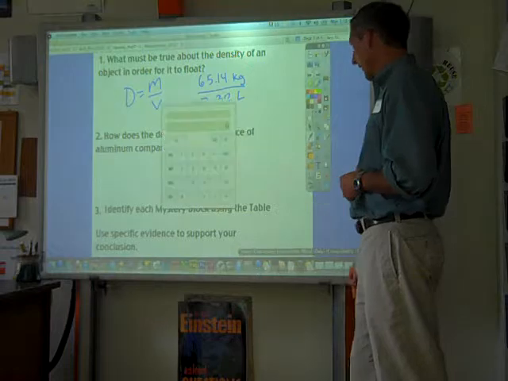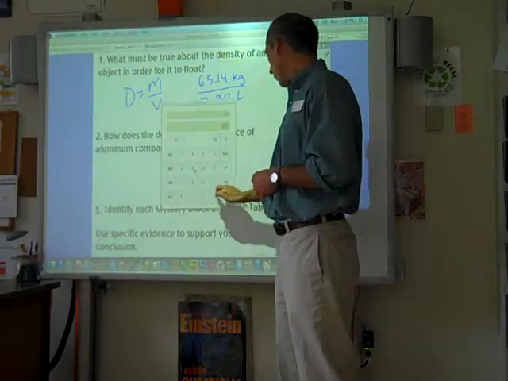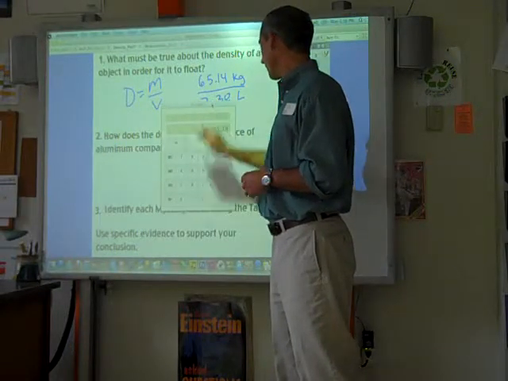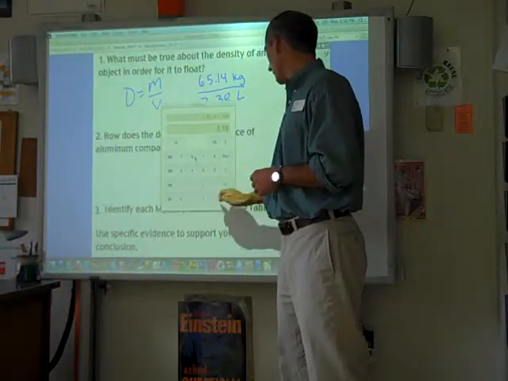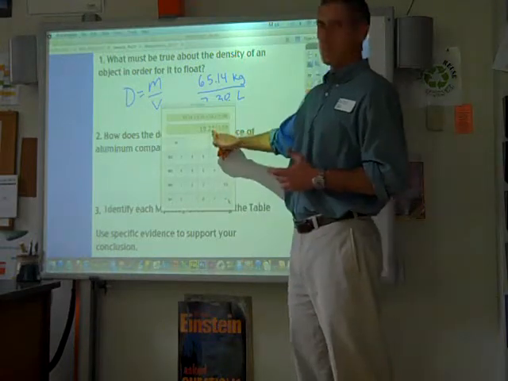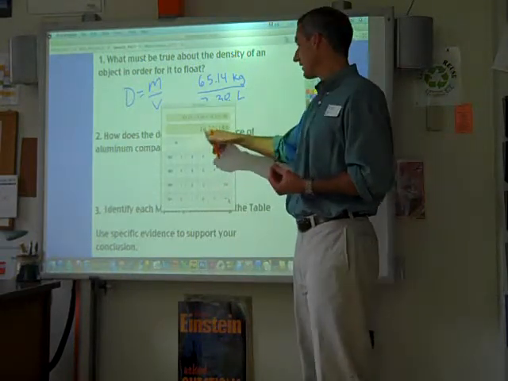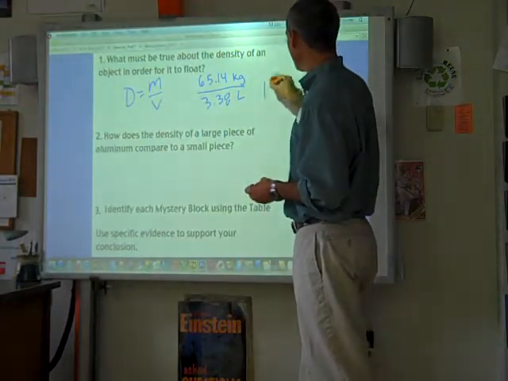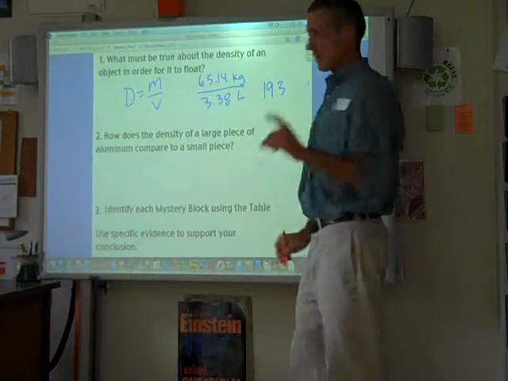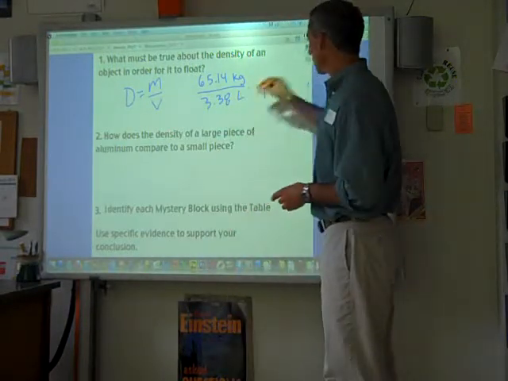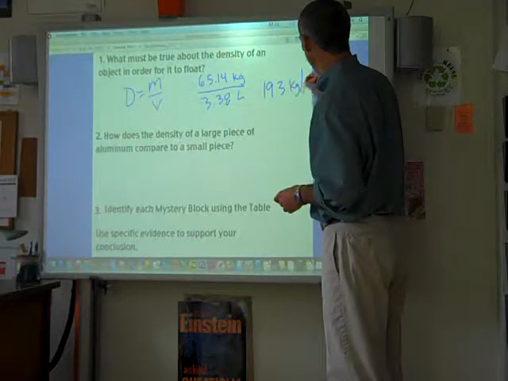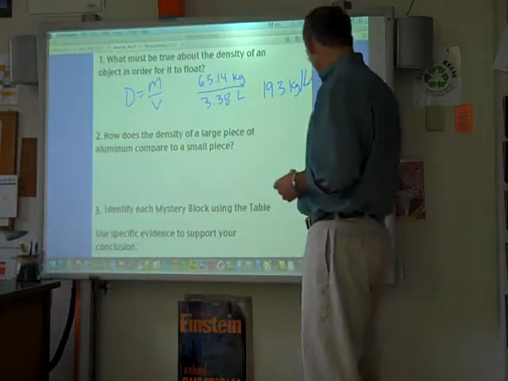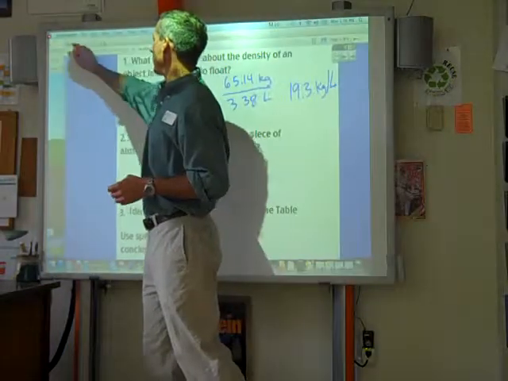Let's get our calculator out. 65.14 divided by 3.38 equals 19.27. We'll round that off to the nearest tenth place, 19.3. So our density for that block was 19.3. And remember our units for density. In this case, kilograms per liter. Kilograms per liter.